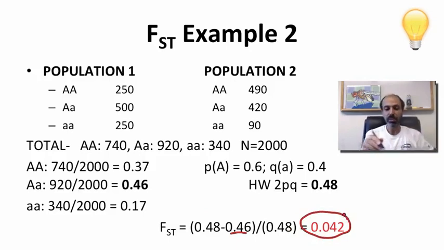And again, in this case, we have small differences in allele frequencies. The previous example, we had a very large difference in allele frequencies. And you can see that FST ranges from 0 to 1, 0 being no difference, 1 being complete difference.